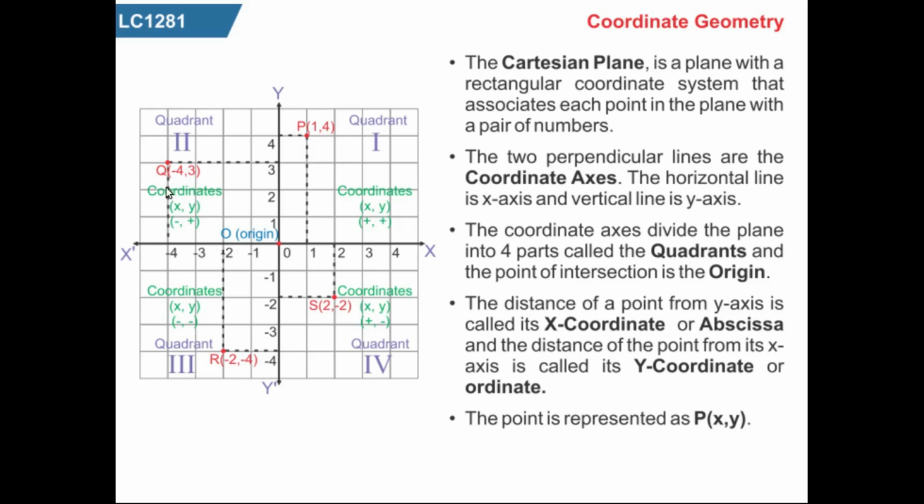See, take any point. The first number always represents the x coordinate, and the second number, that is 4, represents the y coordinate. If you want, you can take this R: R is (minus 2, minus 4). What is minus 2? The x coordinate. What is minus 4? The y coordinate.